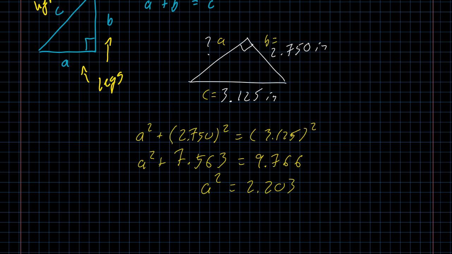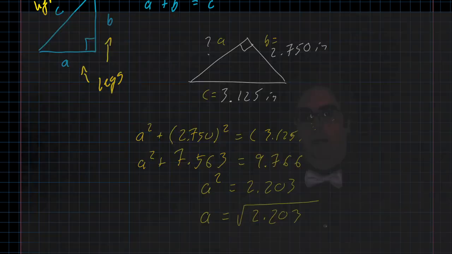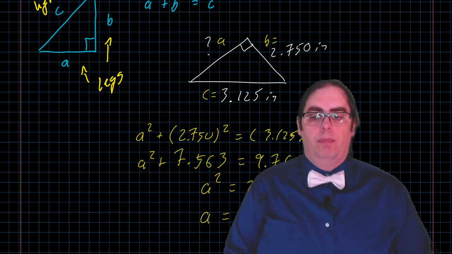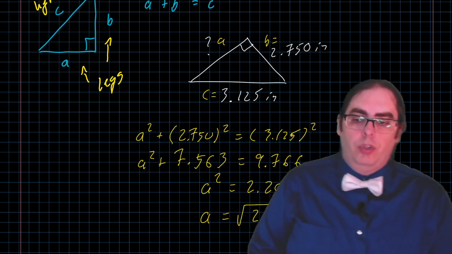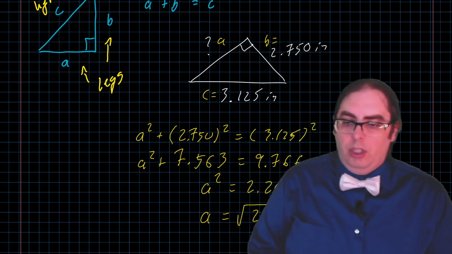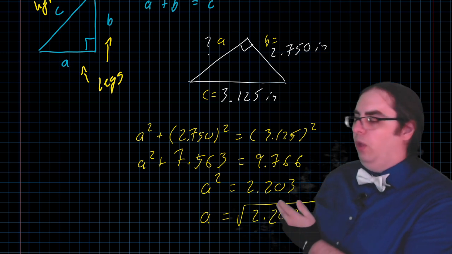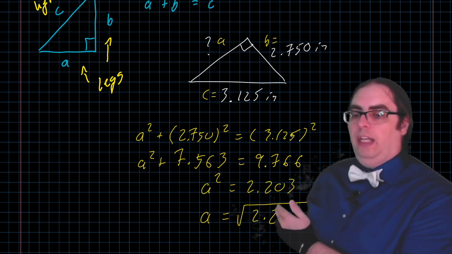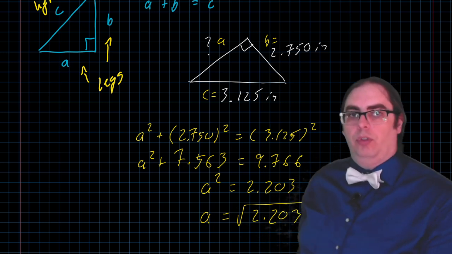All right, so now we have the value of A squared, but we don't want A squared, we want A. So I have to take the square root. And here I want to talk a lot about the square root property. See, the problem with squaring is that when you square a positive number, the result comes out positive. When you square a negative number, the result also comes out positive. So, it's not clear whether A was positive or negative when I squared it to get positive 2.203.